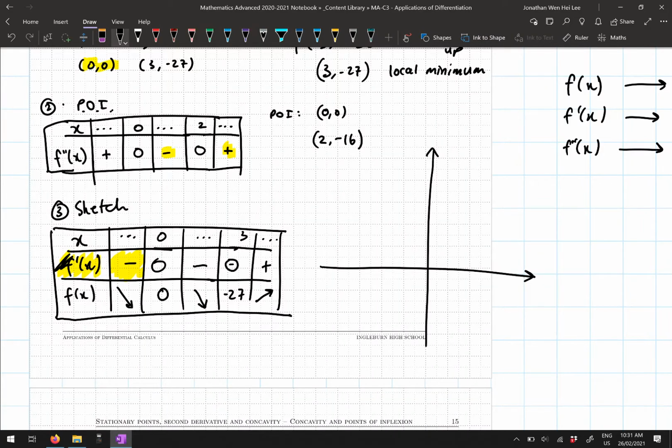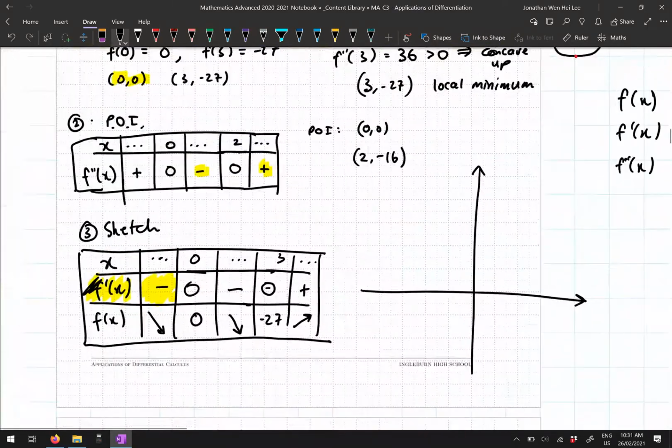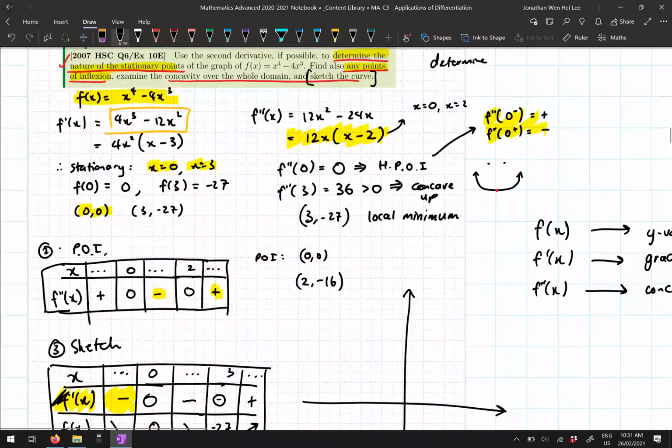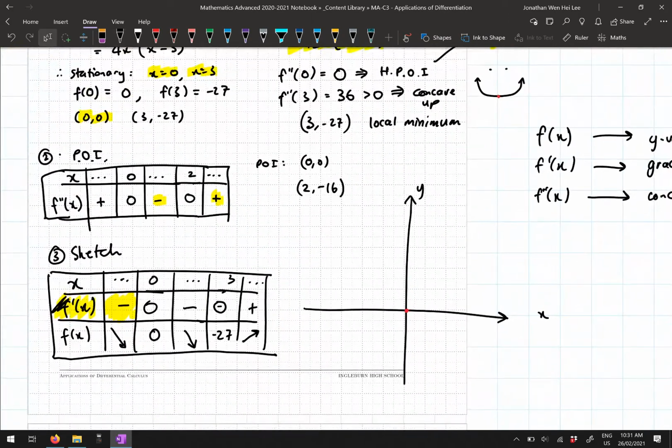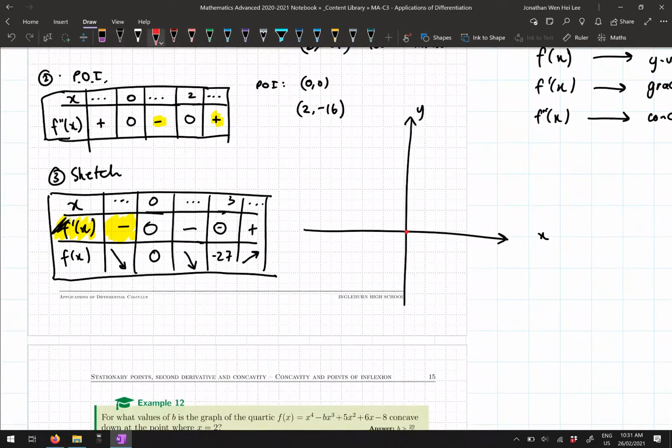What are the 2 points I can put on my graph from my first derivative? We found our 2 stationary points. So we had 0, 0, which is over here. What's the other point that we have on our graph from our stationary points? 3, minus 27. So I'm going to have a point here at 3, minus 27. So we've got our 2 points here, 0, 0, and 3, minus 27.